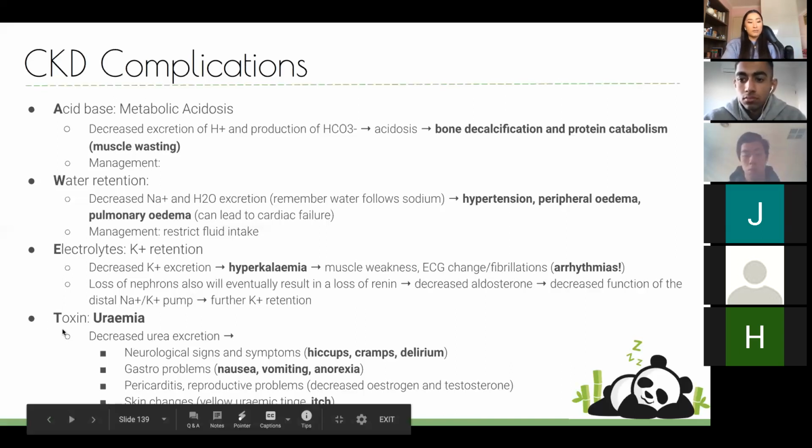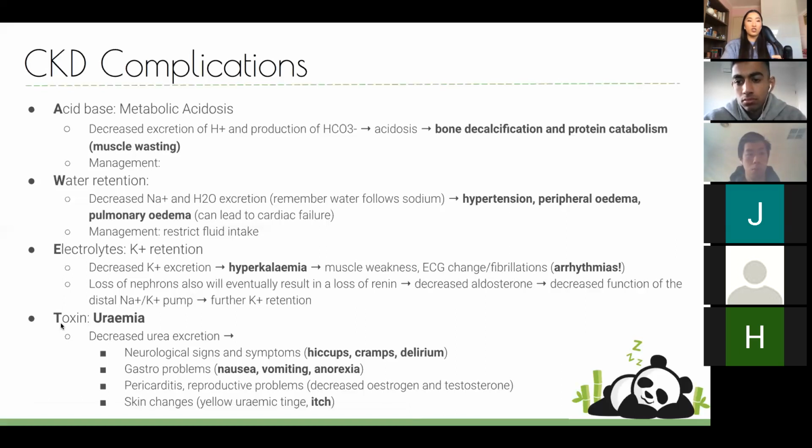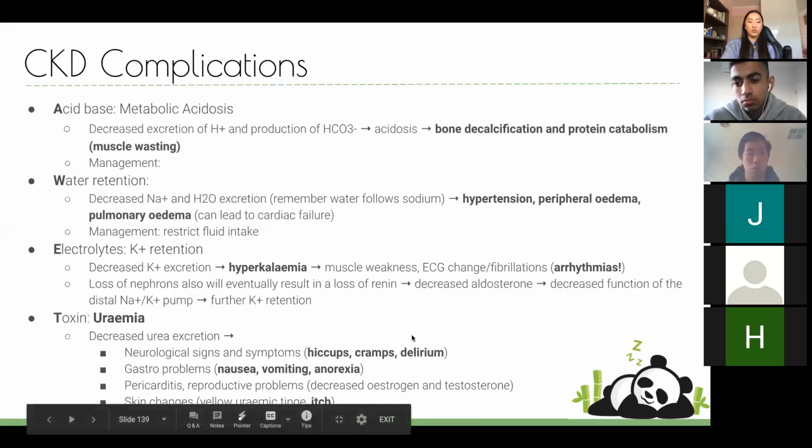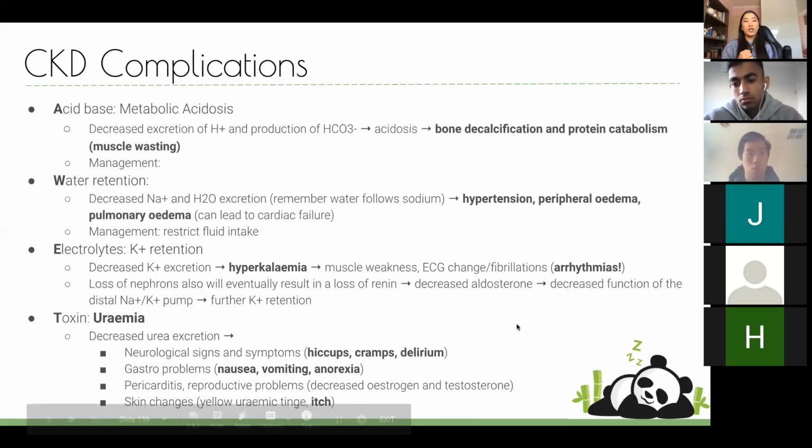And then your toxins. The main one we're talking about is urea, which is your nitrogenous waste product from protein breakdown. And buildup of urea in the blood is going to cause a whole host of symptoms. So neurologic is probably the most important one. They get hiccups, which is something that you actually look for on the exam. They get cramps and they get delirium. And they can also have seizures and all sorts of weird neurological stuff.